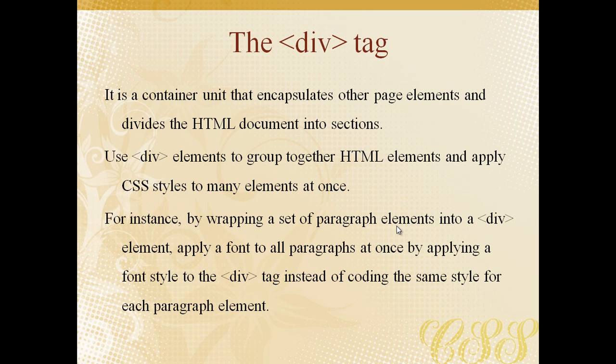So here we have seen how a tag called div is used. It is a container unit that encapsulates other page elements and divides the HTML document into sections. Use div elements to group together HTML elements and apply CSS rules to many elements at once. For instance, by wrapping a set of paragraph elements into a div element, apply a font to all paragraphs at once by applying a font style to the div tag instead of coding the same style for each paragraph element.